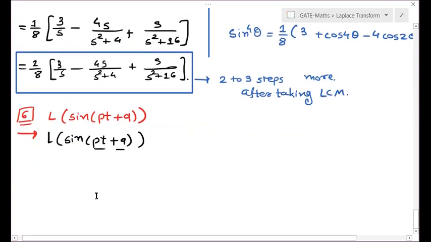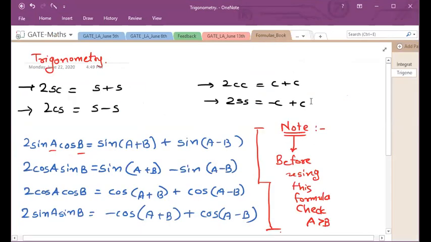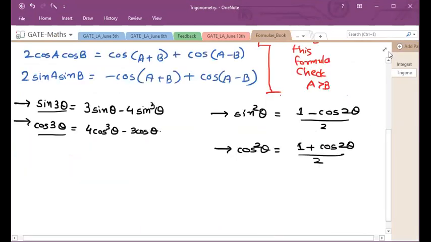Is it clear? You are able to hear me, na? Everything is clear now? My voice is audible to you clearly? Because in the previous class there were issues regarding voice. So you are able to understand everything, right?